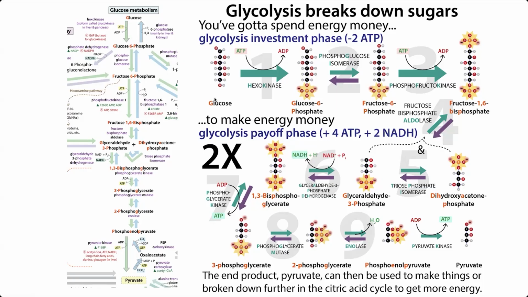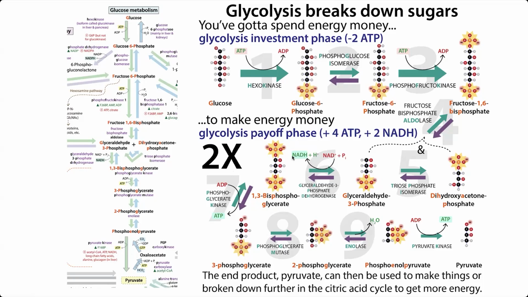Let's go. Glycolysis can be broken into 2 main phases, the investment phase and the payoff phase. In the investment phase, you're actually going to be spending 2 ATP. This is going to be in order to trap the glucose inside the cell, commit it to glycolysis, and prepare for the payoff phase. The payoff phase is going to happen twice because you're going to split the 6-carbon compound into 2 3-carbon compounds and then do everything down here 2 times.